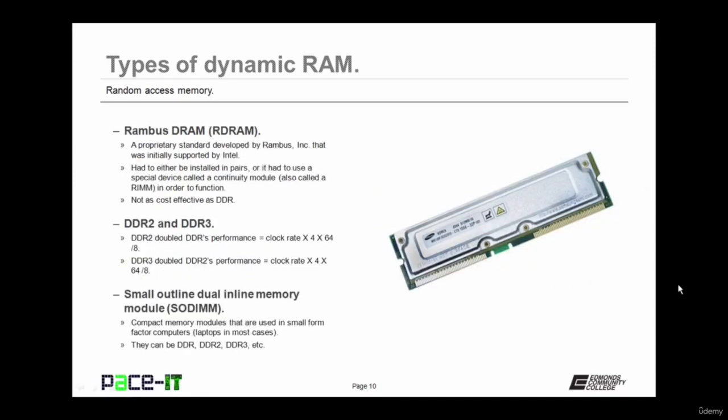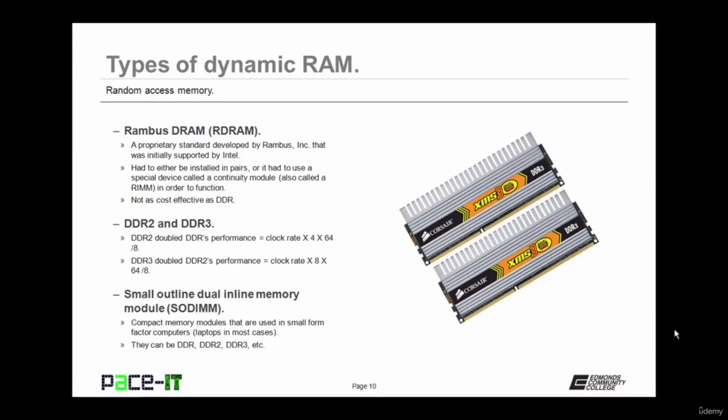Now, if Intel had had their way, DDR RAM would have been replaced by Rambus dynamic random access memory. Now, Rambus was a proprietary standard developed by Rambus Inc. that was initially supported heavily by Intel. It had to be installed in pairs, or you had to use a special device called a continuity module, also called a RIMM, in order for it to function. It was faster than DDR, but it was not as cost-effective as DDR, so it never really caught on.